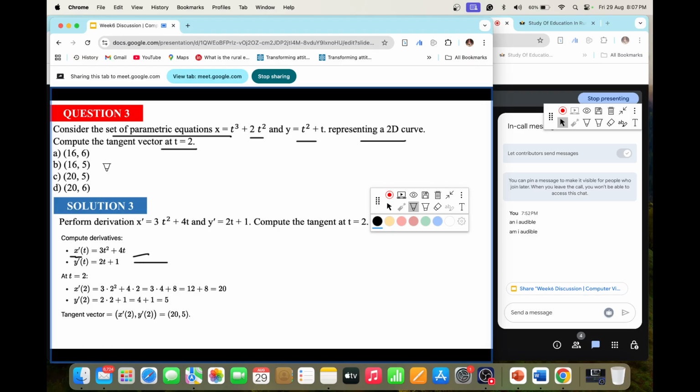And then to compute the tangent at t equals 2, it is very easy. Just put t equals 2 here. So 3 into 4, that is 12, plus 4 into 2 is 8. 12 plus 8, that is 20. And then 2 into 2, that is 4, 4 plus 1 is 5. So 20 comma 5 is your answer. So option C is your answer.